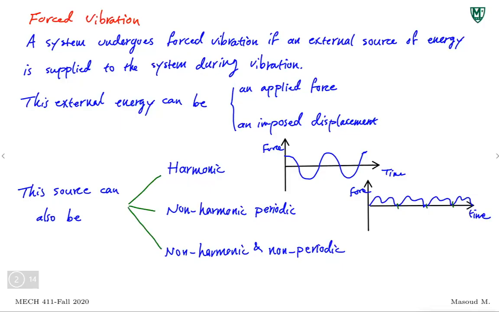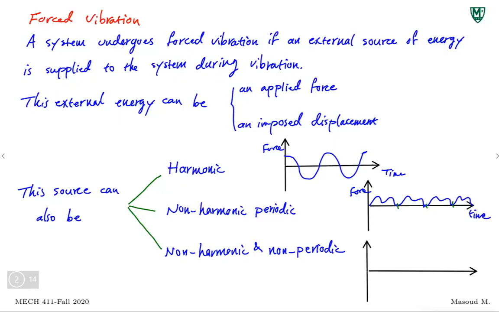And a good example for non-harmonic and non-periodic, again, hopefully you haven't felt it, is an earthquake. Right? It's totally random most of the time. Some random force is applied to the system, and it shakes the whole structure. And it's non-periodic. It doesn't repeat itself. It occurs for a few seconds, and then some random excitation. You will see the record of that.